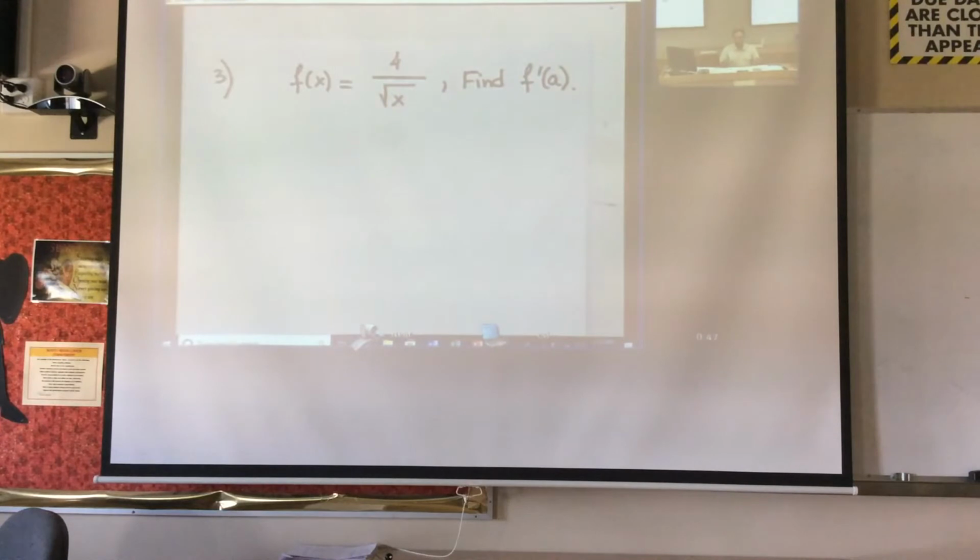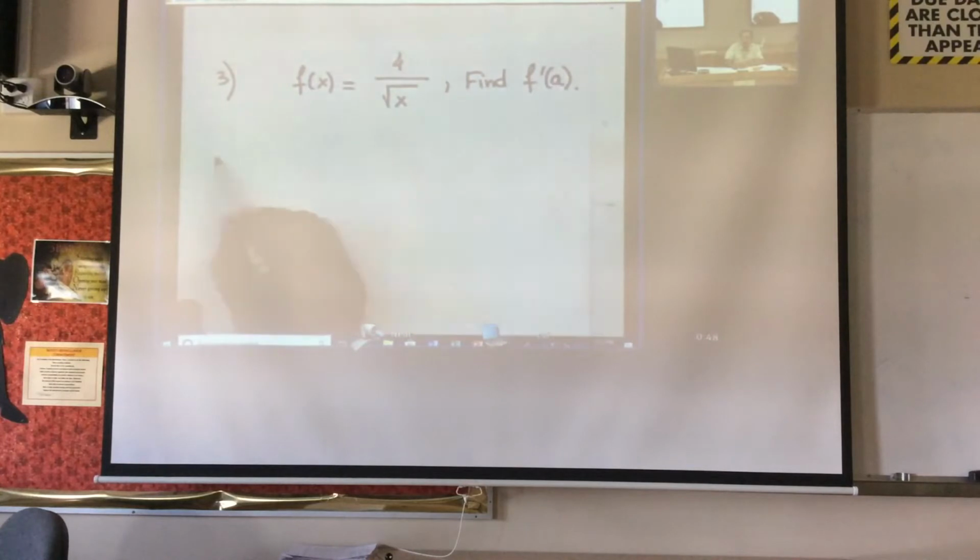F prime of a means find the derivative. Obviously, nobody's asking you to find the equation of a tangent line. Do you understand that? So you find that limit and you stop. So let's do this. I'm not going to ask you which form to use. I actually will use the first one because I want to show you something. We can use the second one, but I'll use the first one.